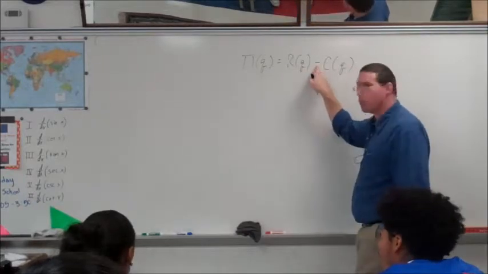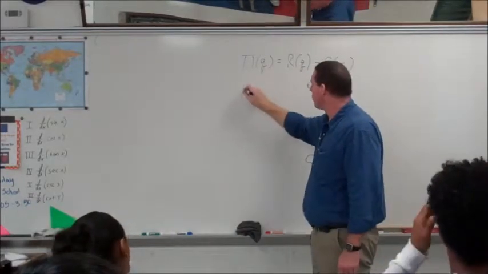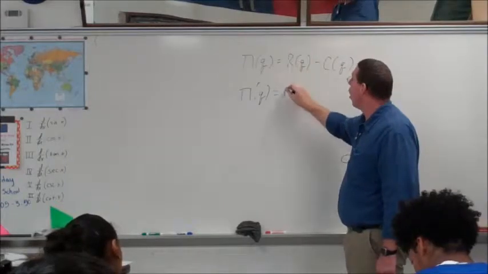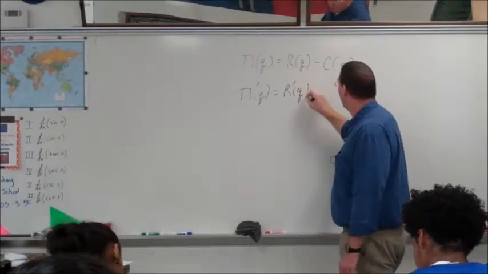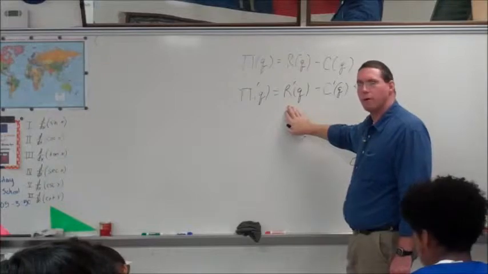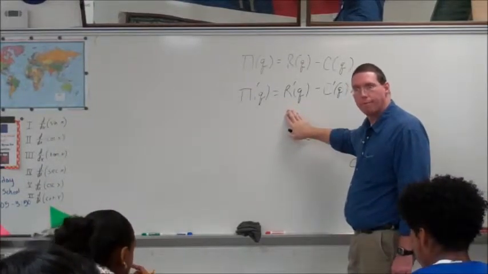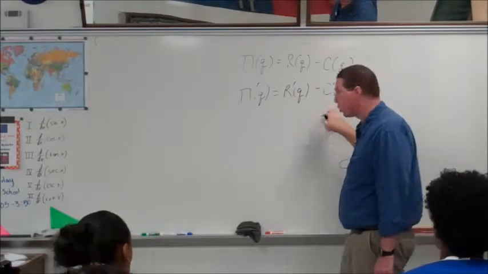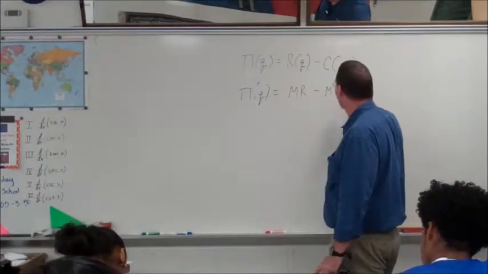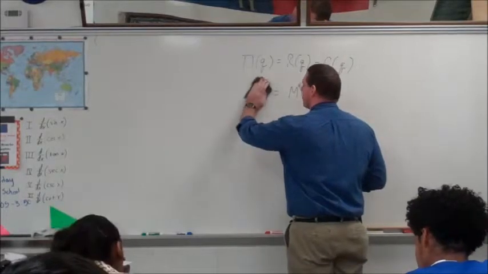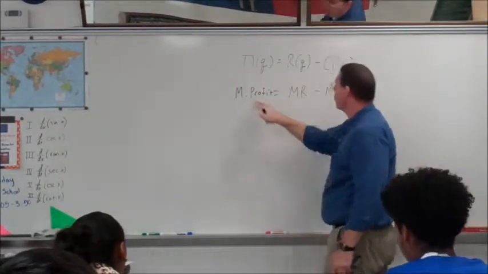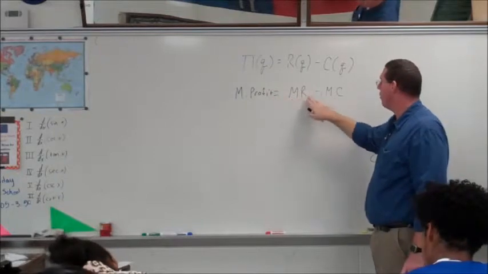By the sum and difference rule, the derivative of profit, pi prime of Q, is going to be equal to R prime of Q minus C prime of Q. And what do we call the derivative of total revenue? Marginal revenue. And the derivative of total cost? Marginal cost. So I'm going to change this to marginal revenue minus marginal cost, and I'm going to change the derivative of profit to marginal profit. So marginal profit is equal to marginal revenue minus marginal cost.